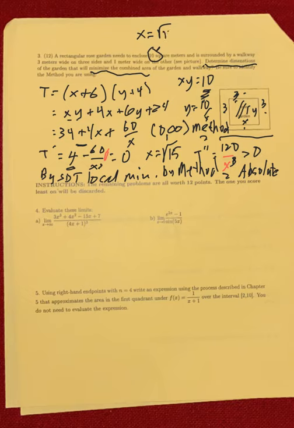X is the square root of 15. Y is 10 divided by the square root of 15. Right, there's our y right there. And you don't need to simplify those. That's the right answer. So we'll move on to the next problem.